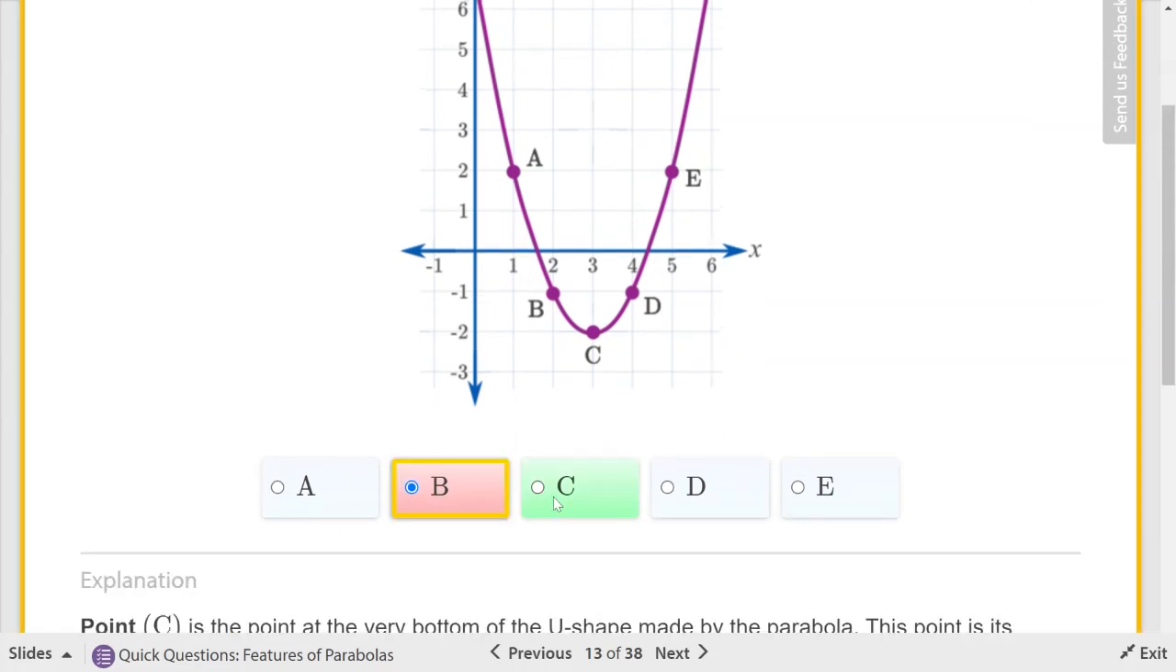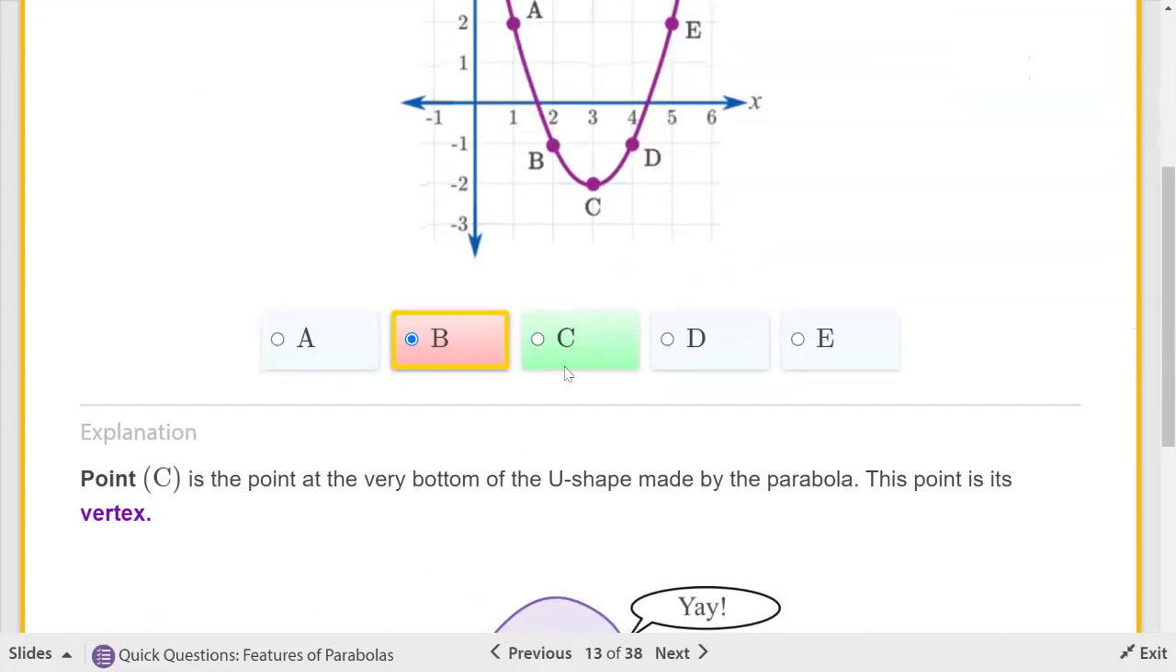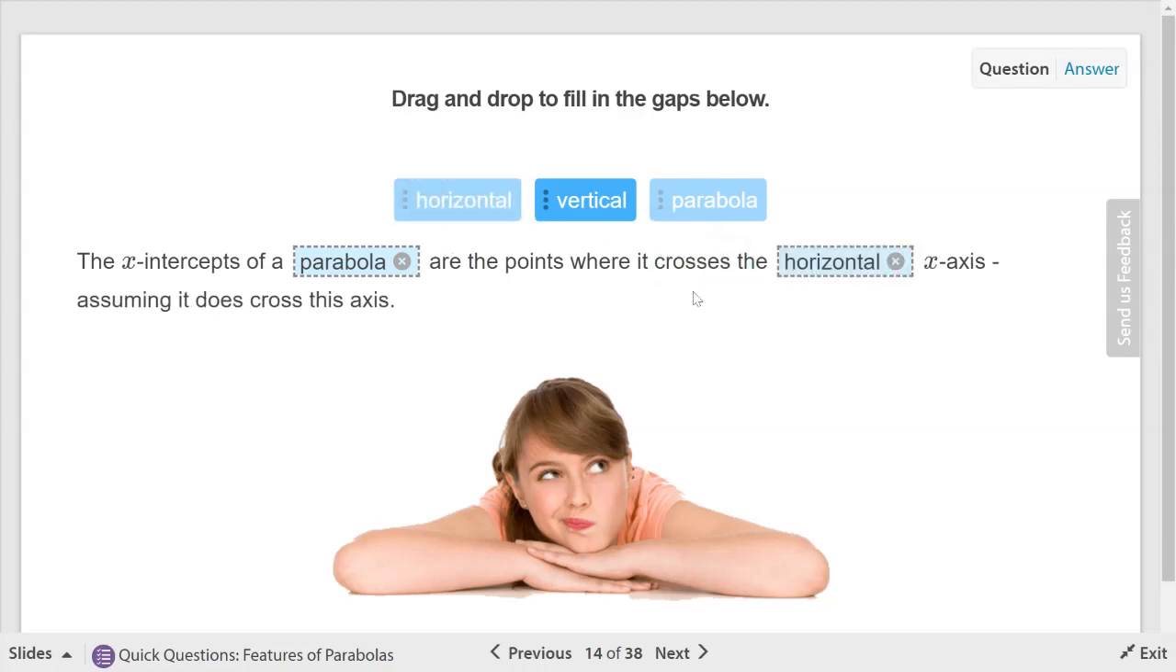So let's have a look at this one here quickly. Oh, actually, I thought they wanted something closer. They actually wanted the vertex. The answer is C. So looking at this one here, that should have been C. C is the vertex. Drag and drop to fill in the gaps below. The x-intercepts, where it cuts the x-axis of a parabola, are points where it crosses the horizontal axis, x-axis, right? Those are your x-intercepts. In other words, for something like this, what you have is a parabola.